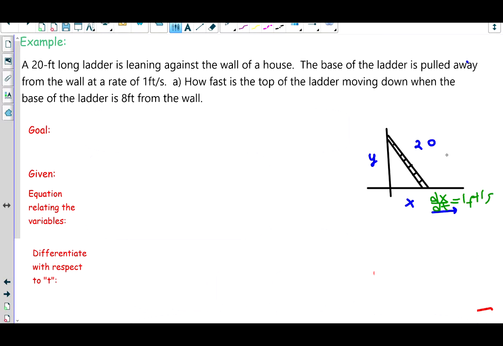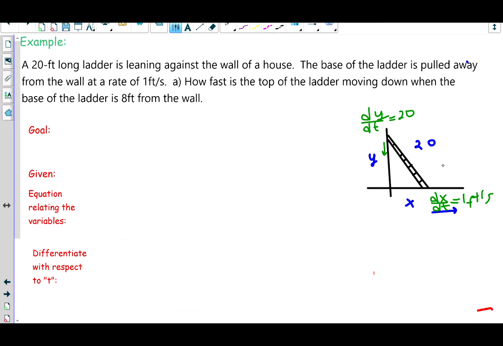The question is, how fast is the top of the ladder moving down when the base of the ladder is 8 feet from the wall? So they want to know basically the rate at which this top is coming down, which is dy/dt. And notice here, I did not put a z on the third side, on the hypotenuse. Instead, I put 20. That's the length of the ladder. Any thoughts on why I did that? Why didn't I put the z and start plugging that number in right away from the beginning?